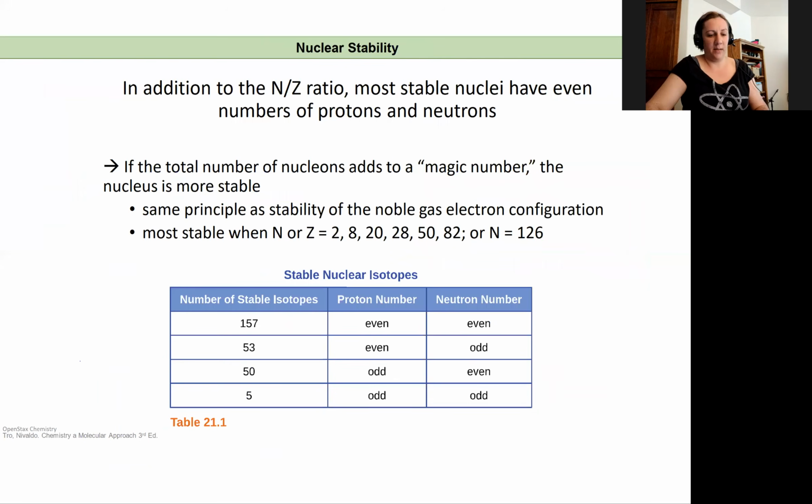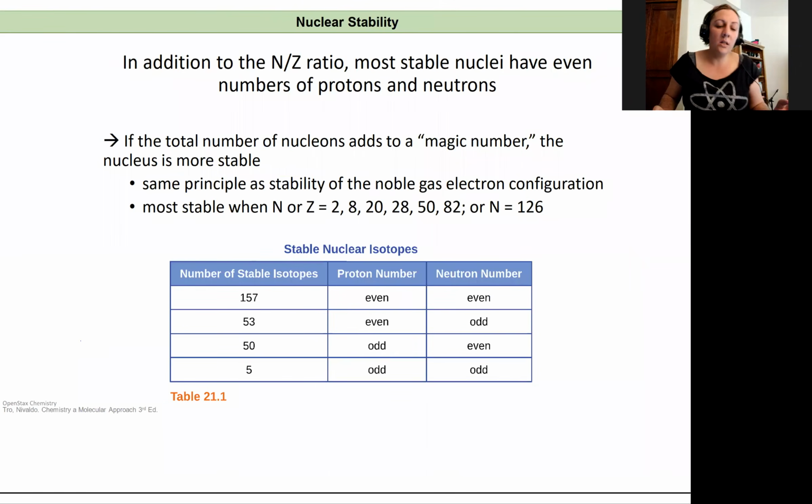First, I want to tie this to binding energy. We've looked at the N to Z ratio that tells us what the most stable nuclei are. But there's also the idea of magic numbers, which I realize is a silly name for something in chemistry. There are a few magic numbers of stable nuclei that are just really stable. It's similar to a noble gas electron configuration: nuclei are going to try to get to the most stable possible nuclear arrangement, similar to something that's already very stable.